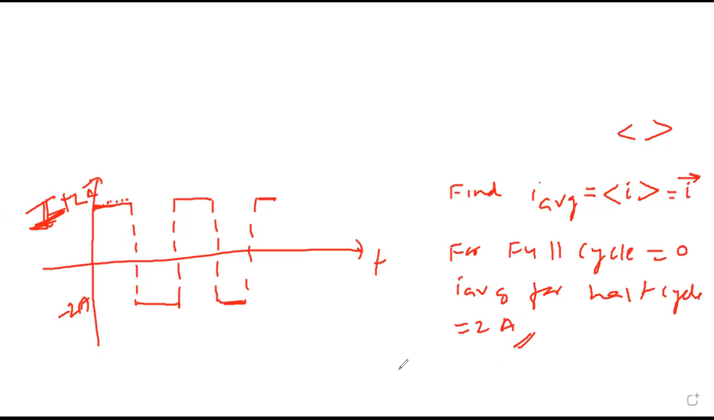Now square of average, or I square. Can I say it will be 4 ampere? Yes. Something like this can come in the exam, so remember the notation: I square means square of average, that is nothing but 4 ampere.